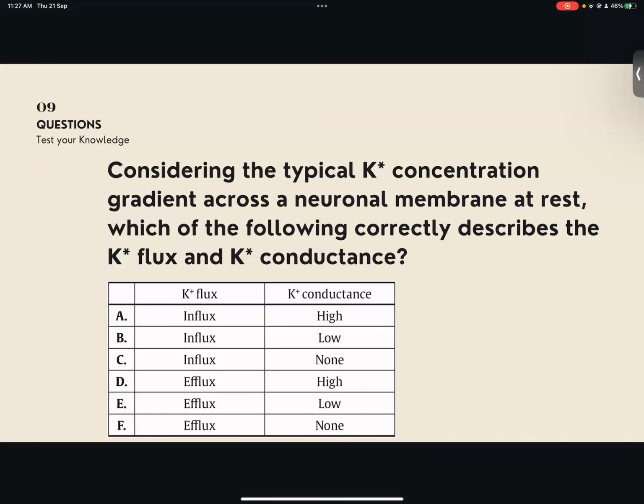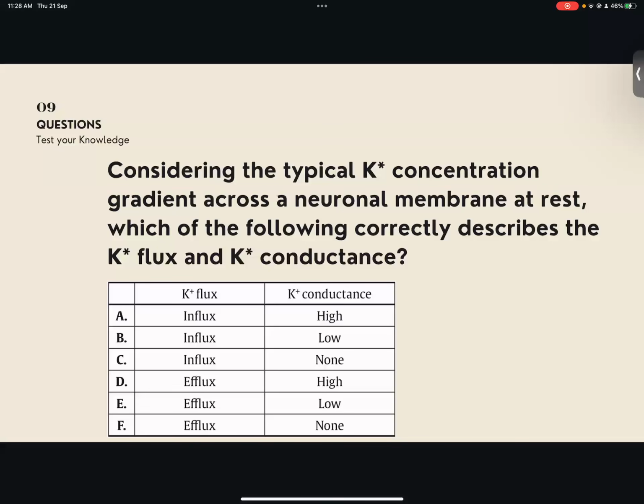Okay, so next question, final question actually. Considering the typical potassium concentration gradient across a neuronal membrane at rest, which of the following correctly describes the potassium flux and potassium conductance? So basically it's asking which way will the potassium move at rest, and how permeable is the membrane to potassium? Okay, so we already said that the membrane is very, very permeable to potassium at rest. That will mean that the potassium conductance is high. So we could scratch out B, C, E, and F. So it's either A or D.